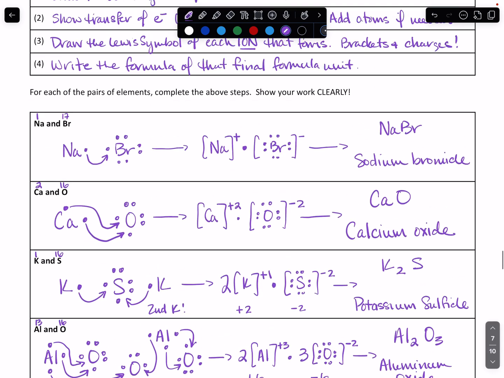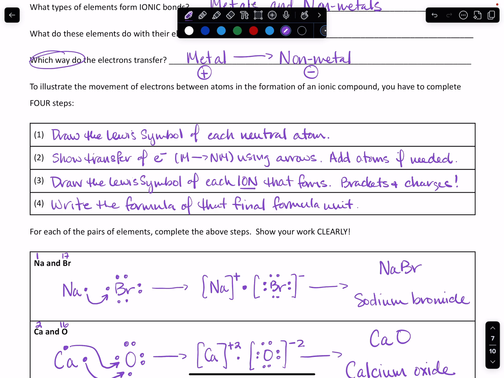So again, remember the steps. You draw the Lewis symbol of each neutral atom. Then you show the transfer of electrons from the metal to the nonmetal, adding in additional atoms if needed to fulfill the octet rule. Then once you're done, you draw the Lewis symbol of each ion that forms, remembering the brackets and charges. And if you use more than one, I use a big coefficient out in front. And then when you're finished, you look at how many of each you used, write the formula, and then if asked, name it.